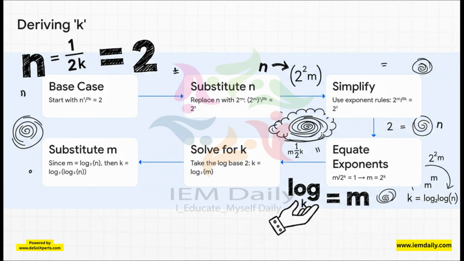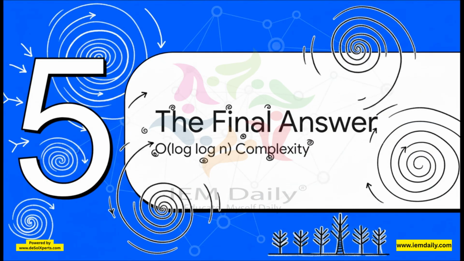To get k all by itself, we do the opposite of an exponent, which is a logarithm. Taking the log base 2 of both sides gives us k equals log base 2 of m. We're almost home. We just need to sub m back out for n. If n equals 2^m, then m must equal log base 2 of n. We plug that in, and there it is, our incredible result. k equals log base 2 of log base 2 of n. We did it! We actually found the value of k.